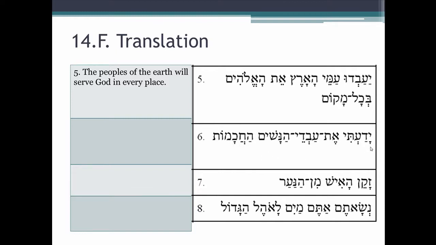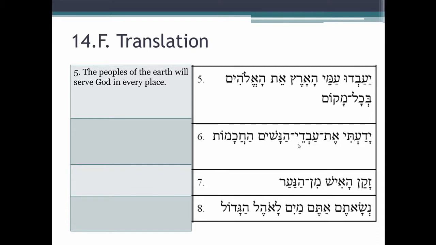Verb first. Is it prefixed? No, it's not, because yada is our lemma. The ta ending tells us it's first common singular in the perfect. So we have I knew, because we have the perfect here, I knew, and then direct object, avdei hanashim. We have noun, noun. So again, think construct, and the tsere yod ending tells you this is a masculine plural noun in construct. So the ending changes to e.